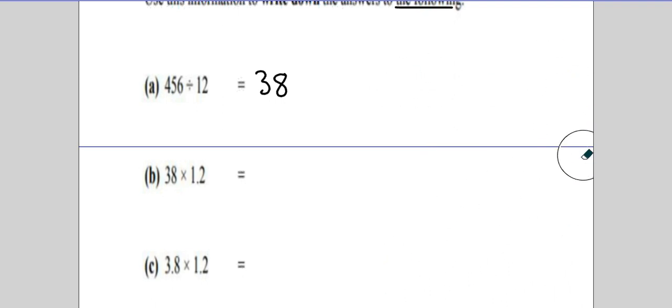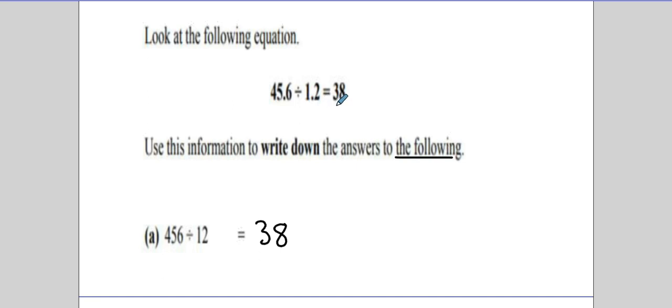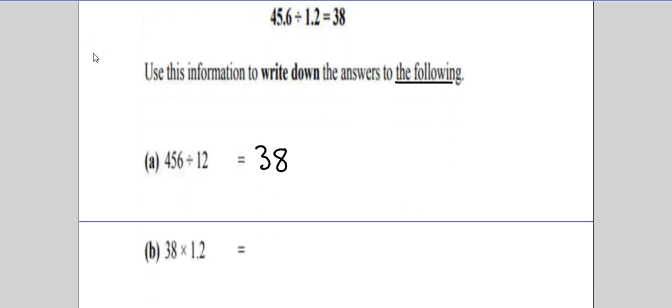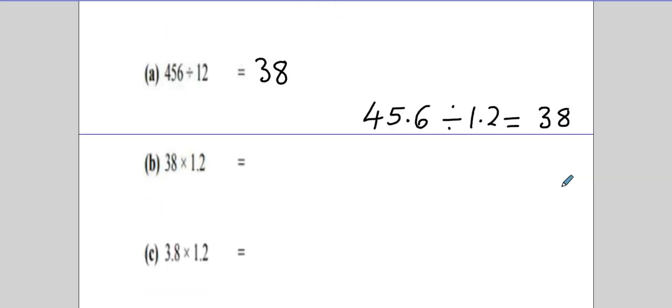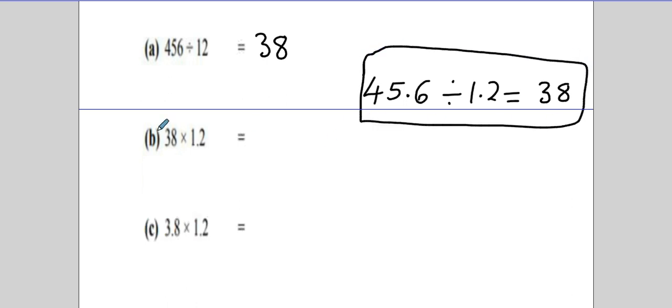Okay, now we have part B. The question is 45.6 divided by 1.2. The answer is 38. Use this information to write down the answers to the following. Okay, we still have the same question, which is 45.6 divided by 1.2. The answer is equal to 38. Okay, how can we use this information over here to find the answer of 38 times 1.2?